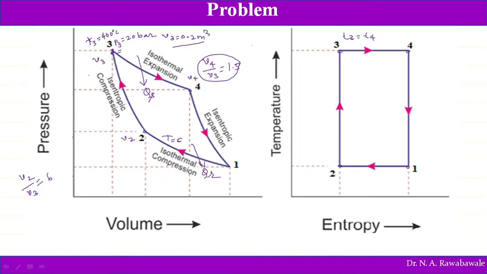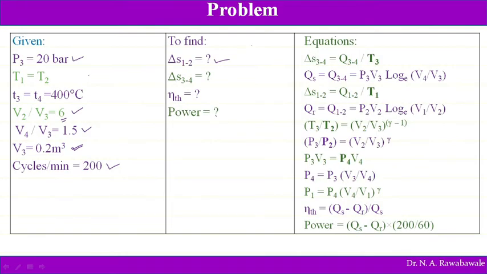So he is asking to find out the change in entropy during process 1 to 2 and the change in entropy during process 3 to 4. So the change in entropy during process 1 to 2, isothermal compression, and isothermal expansion. Then the thermal efficiency of the cycle and power.